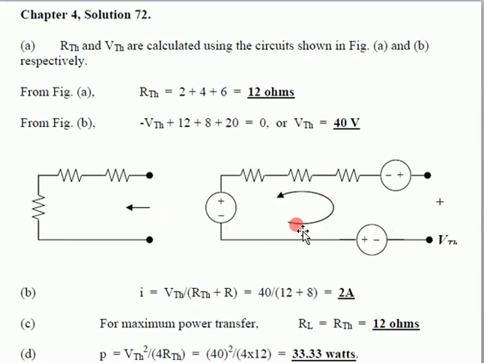Now in this circuit we will apply KVL. Starting from this side, minus VThevenin plus 12 plus 8 and then plus 20, that is equal to 0. You may see that we have not considered these 3 resistors here. These 3 resistors have a value of 12 ohm, but we have not considered them.